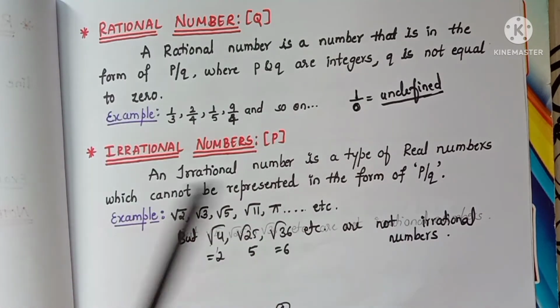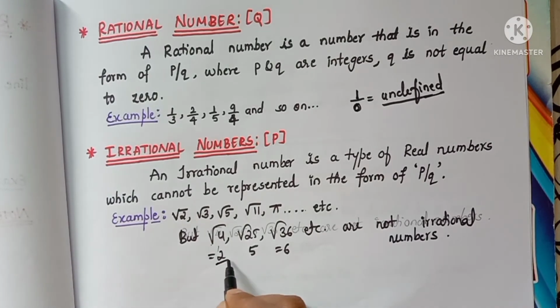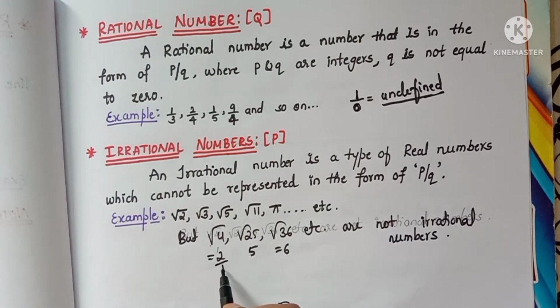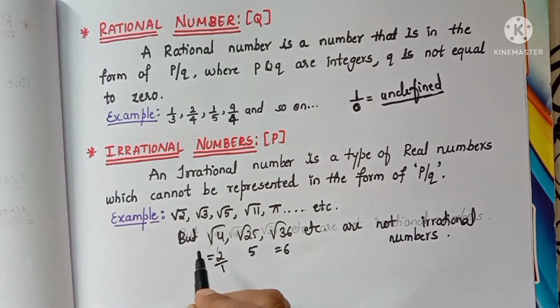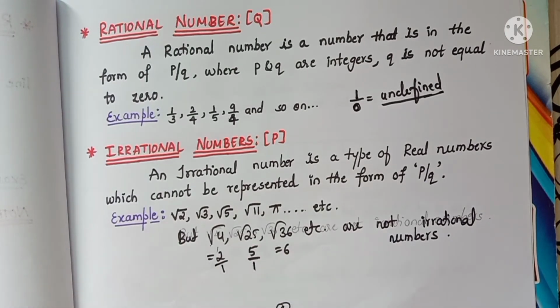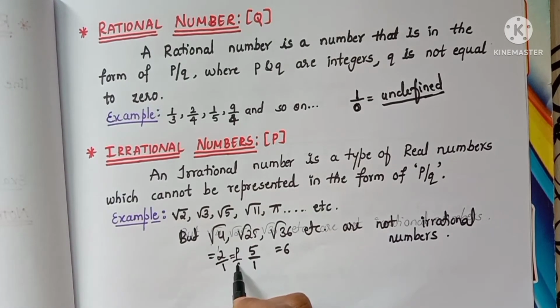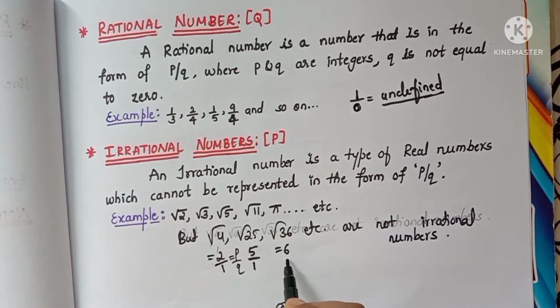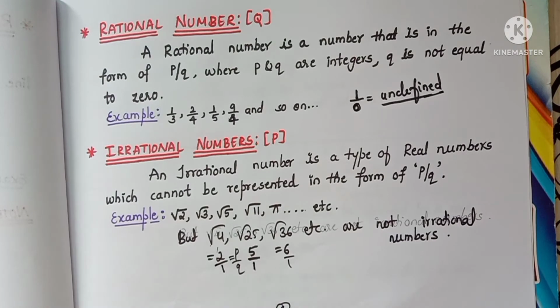How is it a rational number? A rational number should be in the form of P by Q. But it is not in the form of P by Q. Here, see here. Anything divided by 1 will be what? The same number. So, if nothing is there, we have to consider it as 1. Therefore, it will become a rational number. It will be in the form of P by Q. Therefore, 2, 5, 6 is what? Rational number.